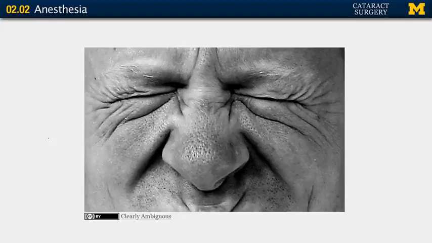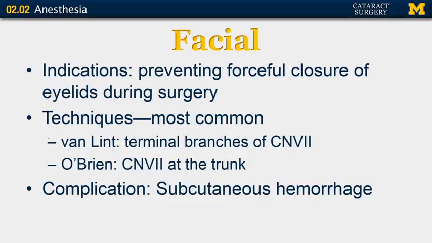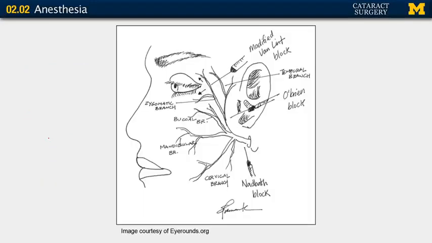Despite all of these different types of anesthetics, a problem you may encounter is forceful eyelid closure. If this happens, you may want to use a facial nerve block. The most common techniques that are used are the Van Lint, which anesthetizes the terminal branches of cranial nerve 7, and O'Brien, which anesthetizes cranial nerve 7 more towards the trunk. One of the complications includes a subcutaneous hemorrhage. And this picture demonstrates where the anesthetic is placed. The Van Lint anesthetizes the terminal branches of cranial nerve 7, and O'Brien anesthetizes closer to the trunk.